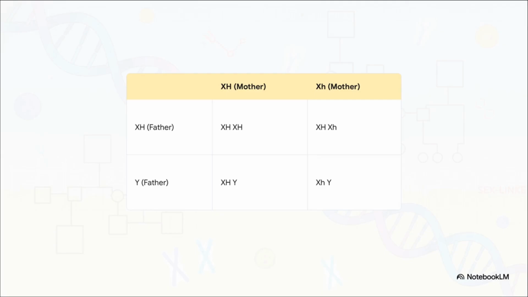The father goes down the side, he's normal, so he is X capital H, Y. And notice how the Y chromosome has absolutely no letter attached to it? It carries 0 alleles for this trait. When we fill in our grid by combining those rows and columns, we get the 4 possible genetic outcomes for their future children.